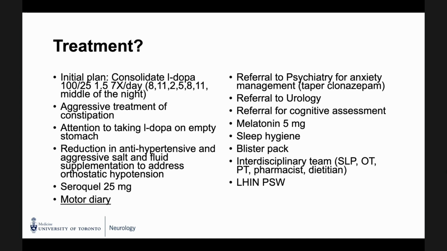So we started out. Now, as you probably all know, Rome wasn't built in a day, so we couldn't really solve all the problems the first time we saw her, but we thought we would come up with a rational plan that we could test as a hypothesis, and then over time make further adjustments depending on her response to medication. So the initial plan was to consolidate her levodopa, such that instead of taking tablets every 2 hours, she would take them every 3 hours, taking 1.5 tablets 7 times a day.